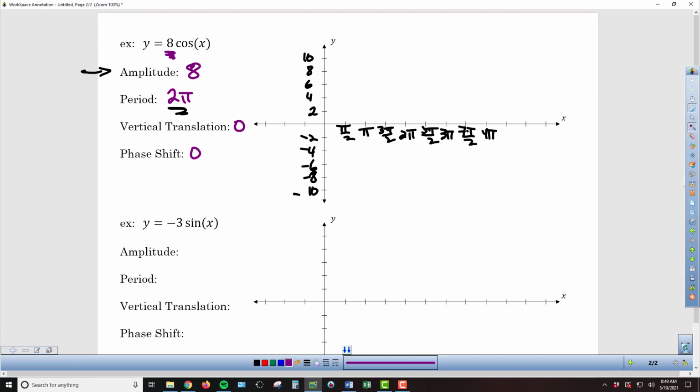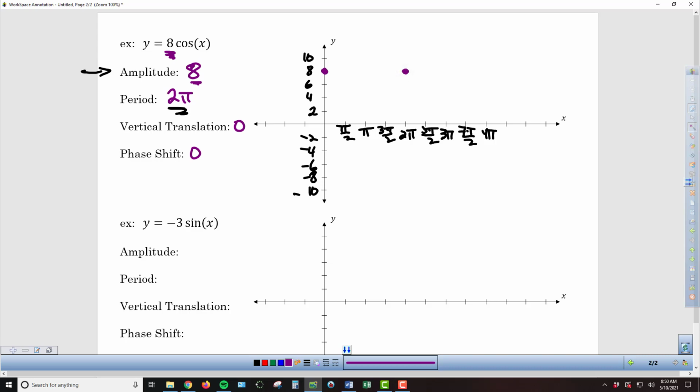Now cosine, if we go back to the parent graph, doesn't start at 0 like sine does. It starts at a maximum. So instead of starting at 1, which is what the parent graph does, we're going to start at 8. So I'm going to start off with a point up here at 8 on the y-axis instead of at 1. Now, cosine starts at the top, so it ends at the top. And that's going to be a period away, so that's going to be at 2 pi. So I'm going to put a dot there.